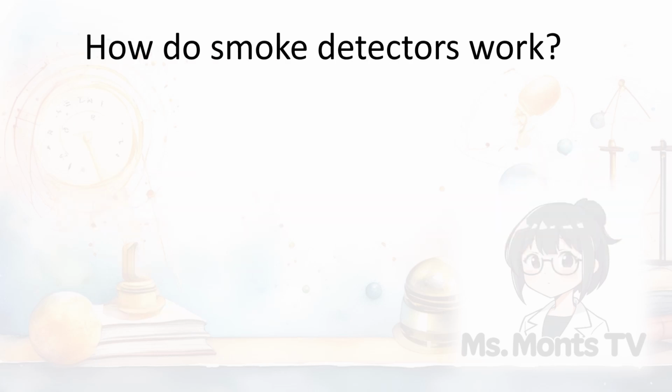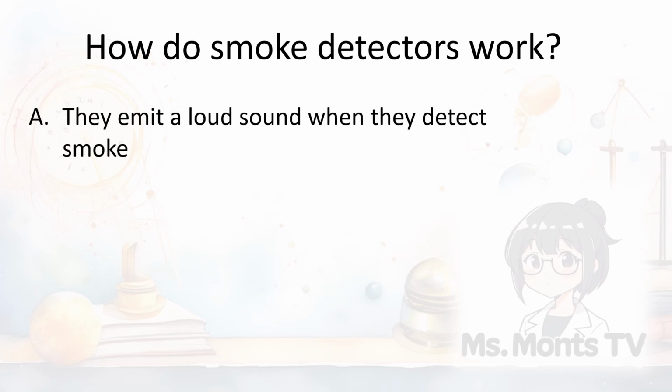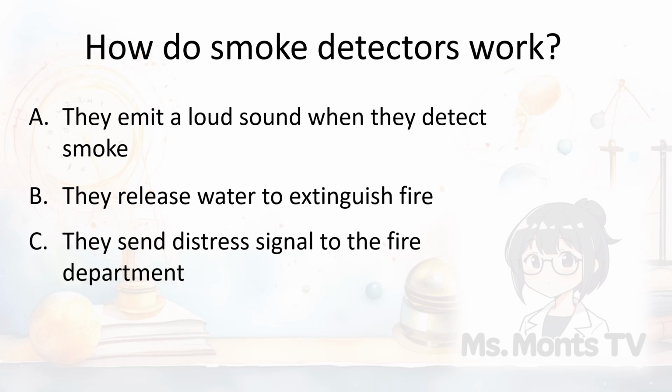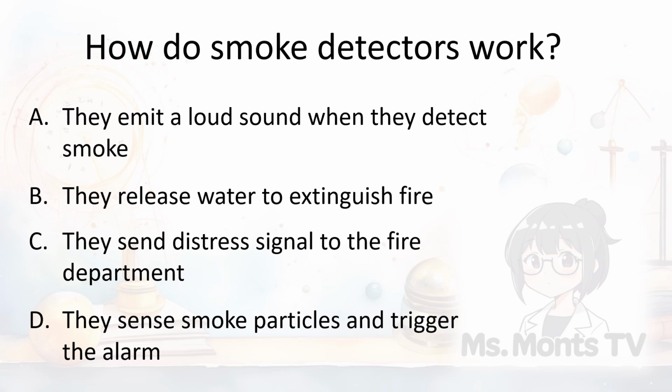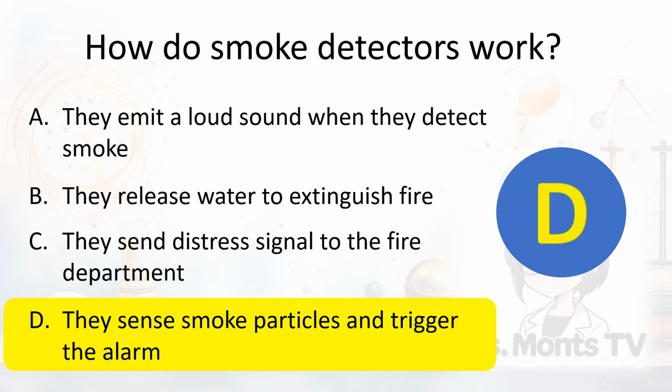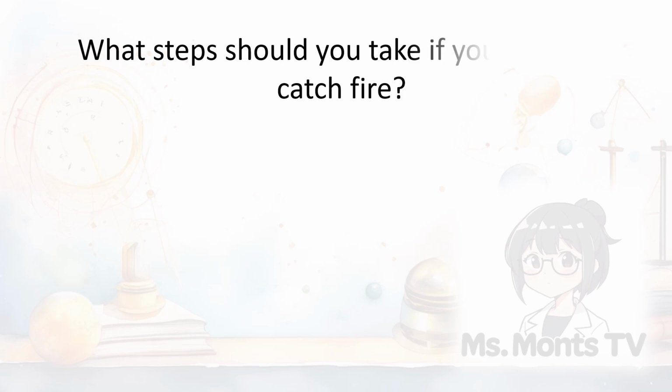How do smoke detectors work? A. They emit a loud sound when they detect smoke. B. They release water to extinguish fire. C. They send a distress signal to the fire department. D. They sense smoke particles and trigger the alarm. The answer is letter D. They sense smoke particles and trigger the alarm.